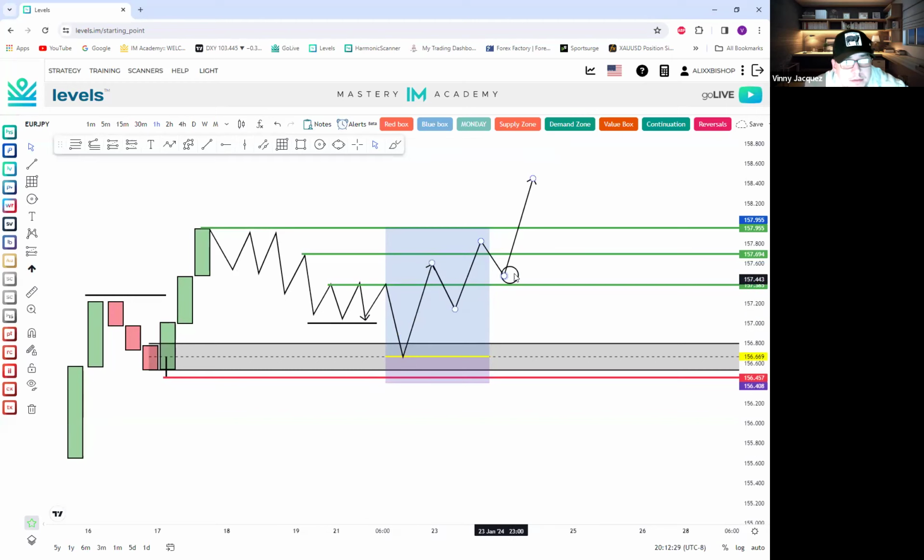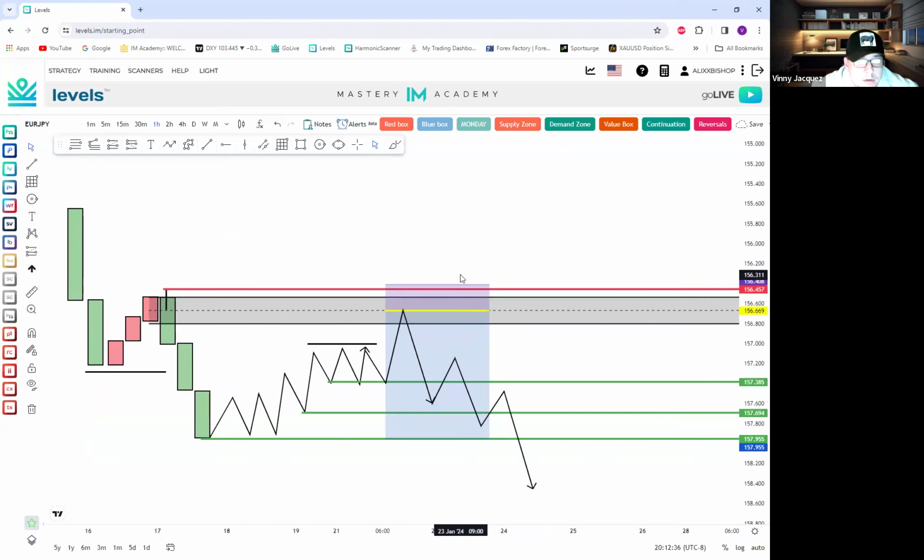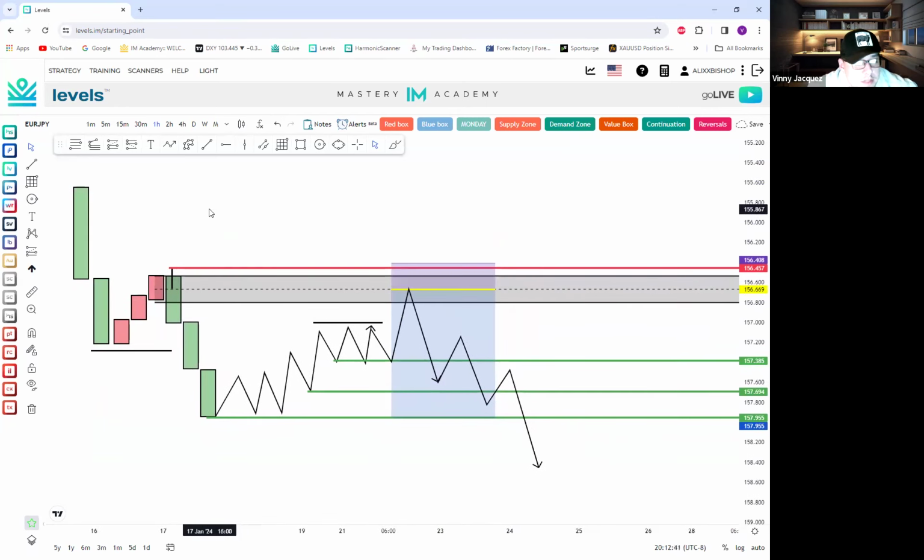Does that make sense, guys? Let me know. Same thing would be going for the sells, right? I'm not going to change the color because that's annoying.